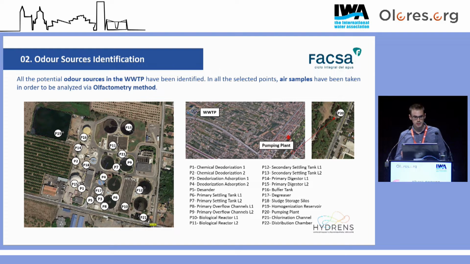Going to the study, the first part is to determine all the odor sources in our wastewater treatment plant. In this case, we have a wastewater treatment plant that has two different lines. Here is the first line with two primary settling tanks, then the bioreactor, two different secondary tanks, and the same with the other line. So we have two different lines, for sludge and for water. Then we also analyzed a pumping plant, which was more or less 2 or 3 kilometers away from the wastewater treatment plant. In total, we have 22 different points to analyze.